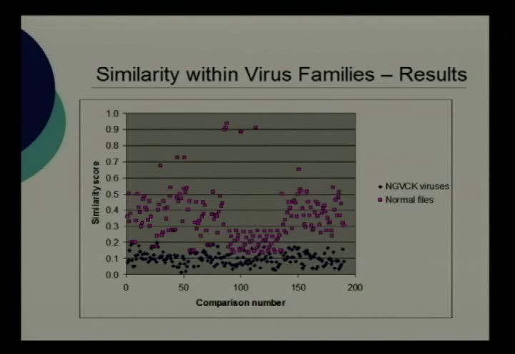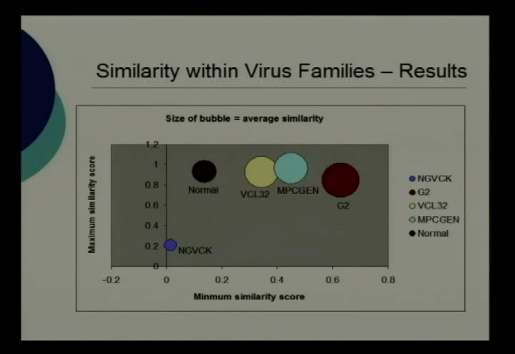So in terms of metamorphism, we actually see that NVIC did a very good job, because the virus variants that it produced are very dissimilar according to our metric. And normal files are much more similar in this case. How about the other generators?